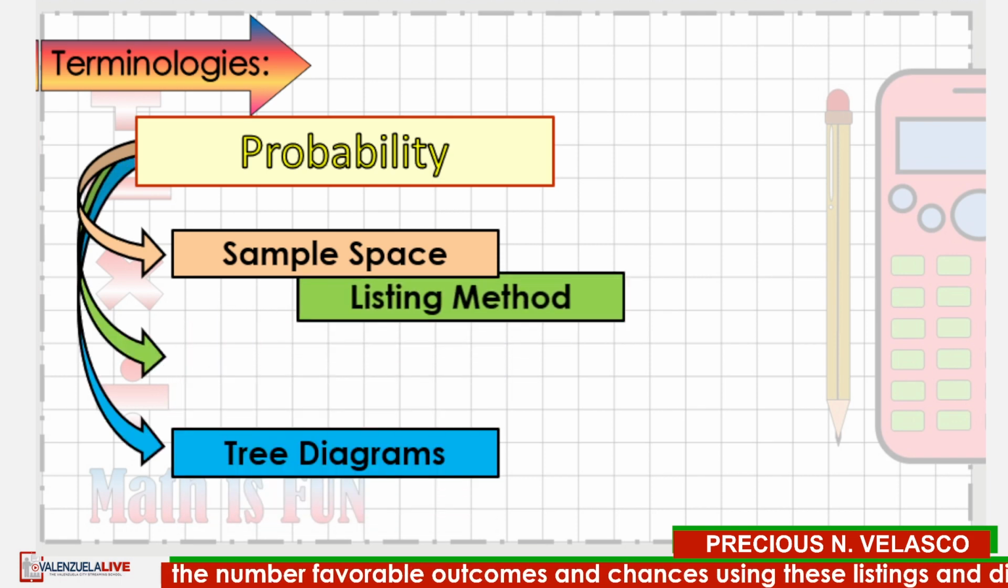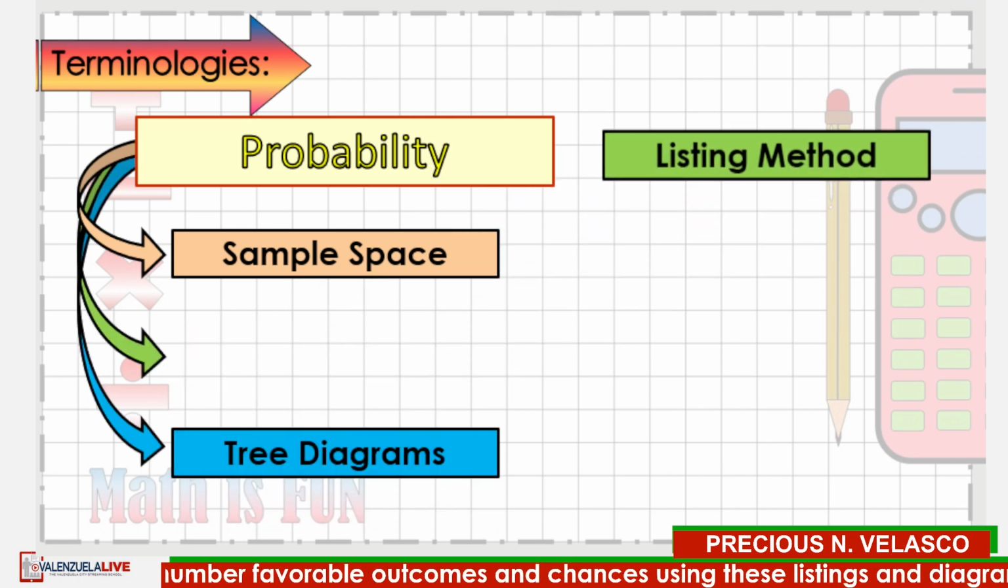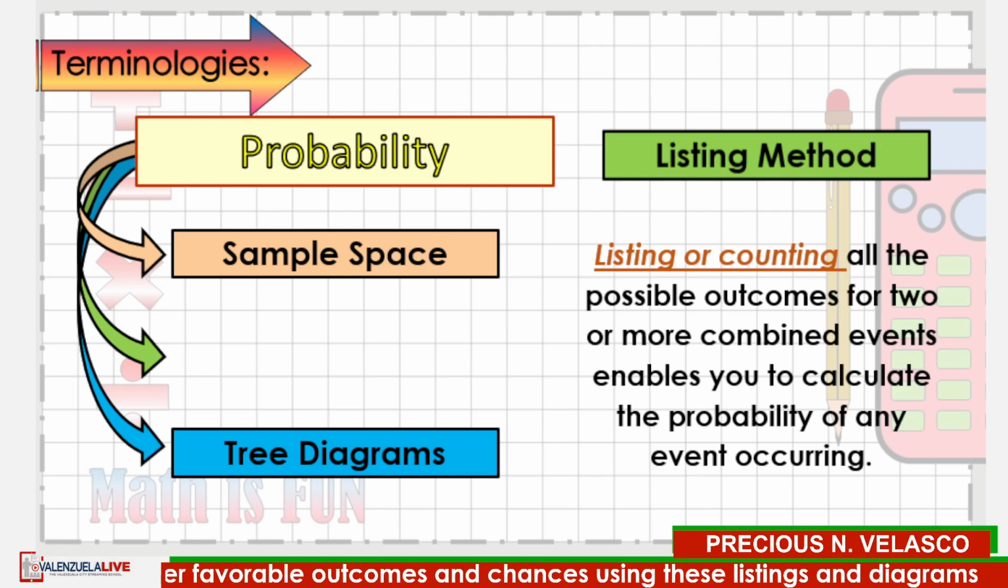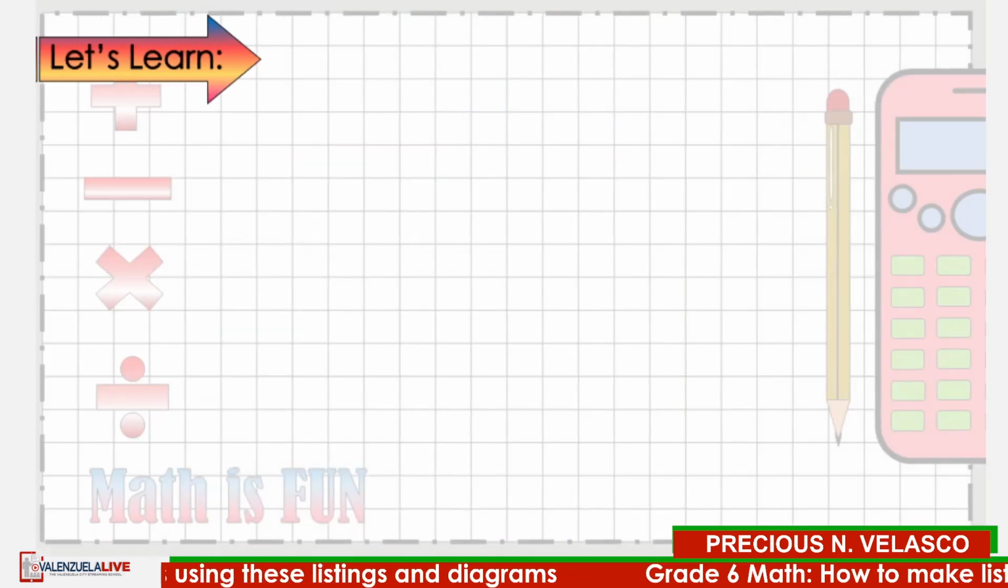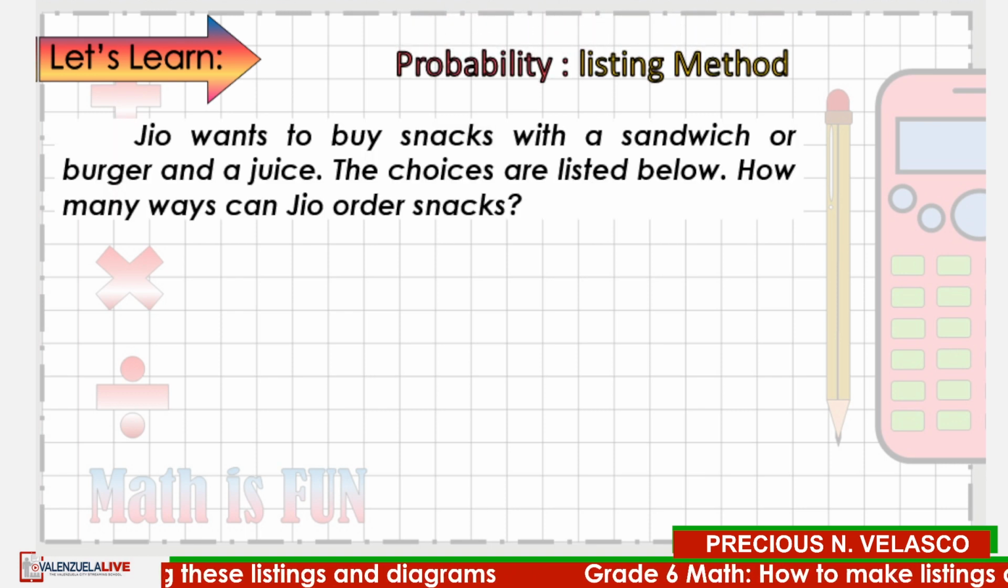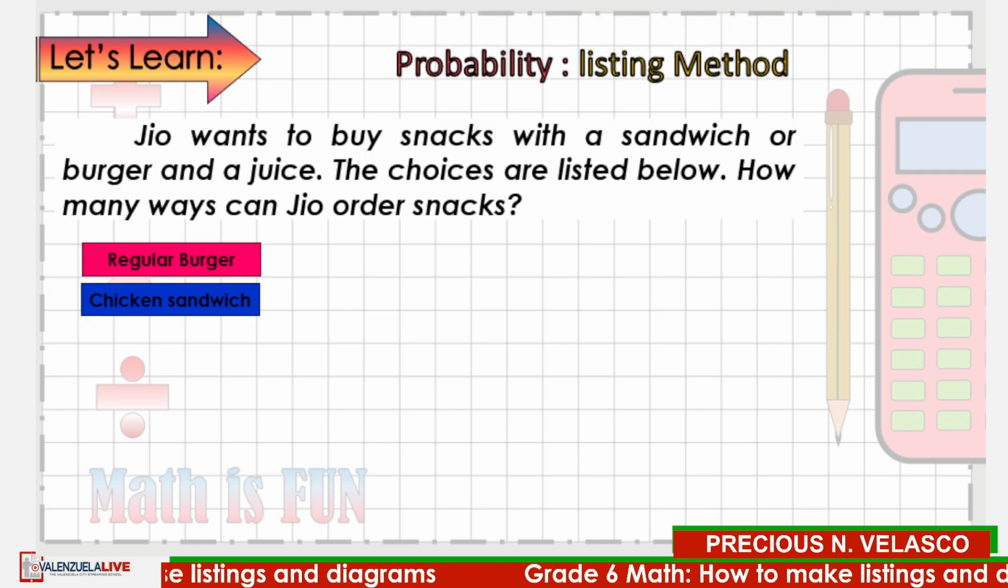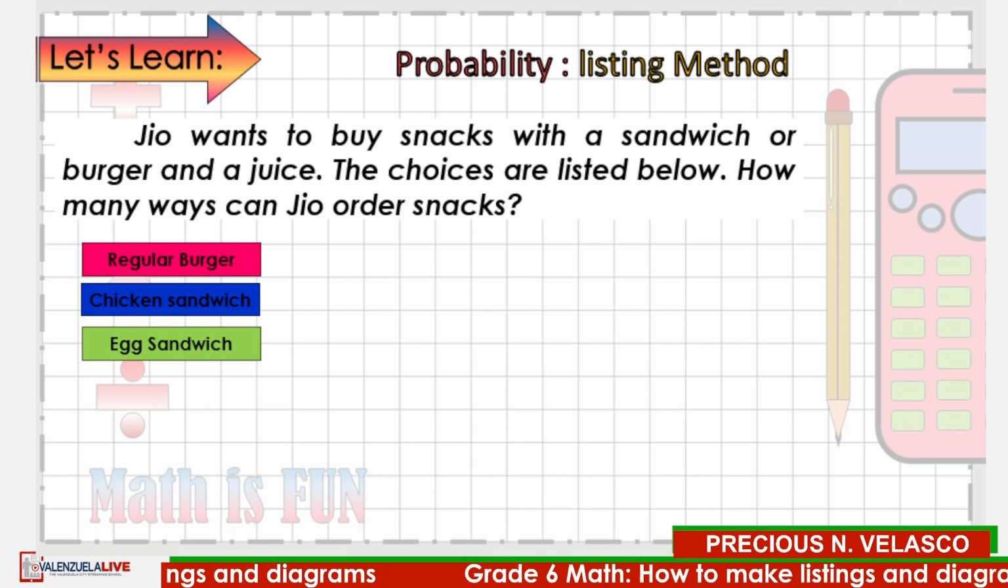So let's start first with the listing method. The listing method lists all the possible outcomes for two or more combined events and enables you to calculate the probability of any event occurring. So going back to Gio's problem, we're going to write down all the possible outcomes.